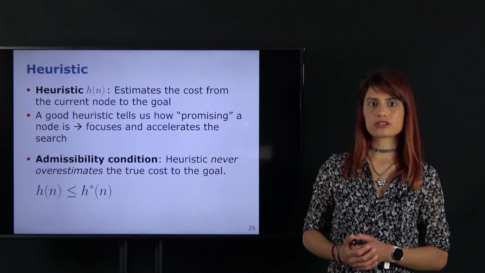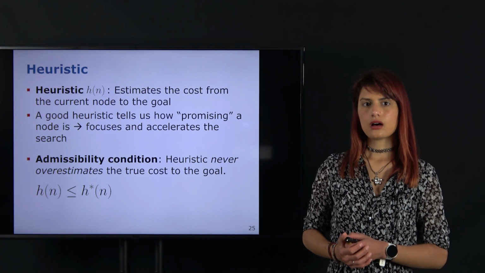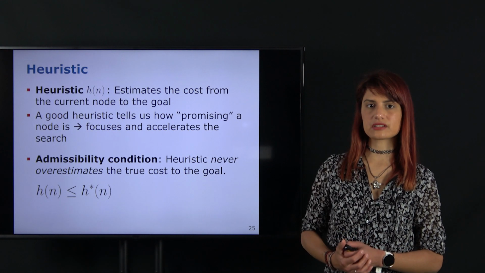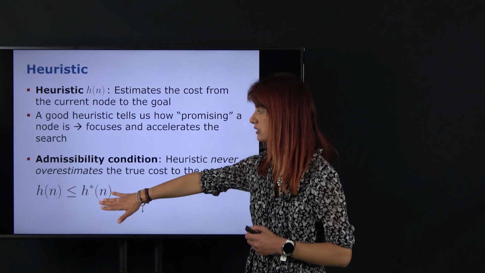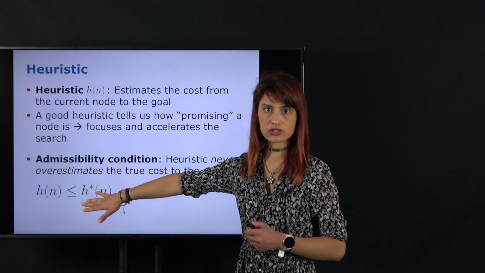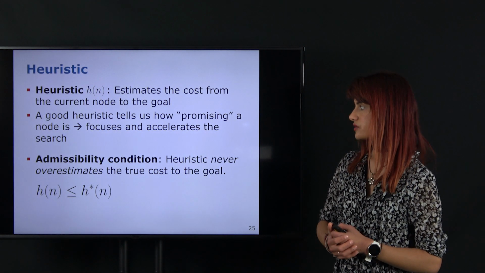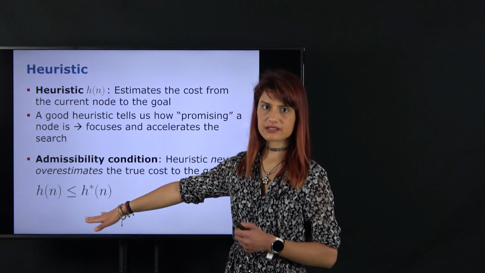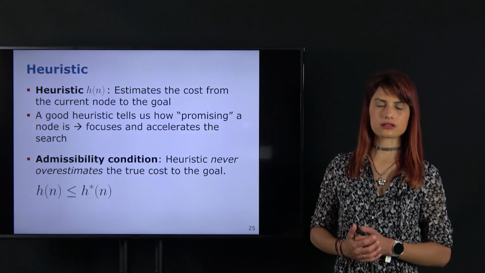An important condition for heuristics is called admissibility. A heuristic is said to be admissible if it never overestimates the true cost to the goal. And that's reflected here in this equation, where h is the heuristic and the star denotes the true cost. So our heuristic value that we specify is always less than or equal to the true cost, therefore it's always optimistic.